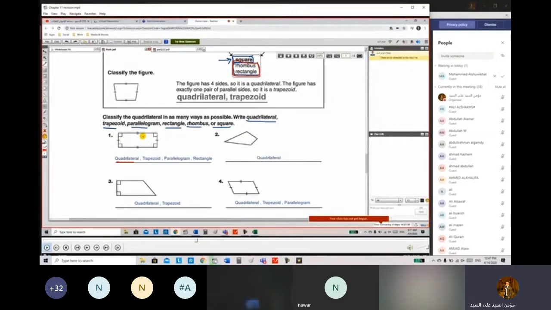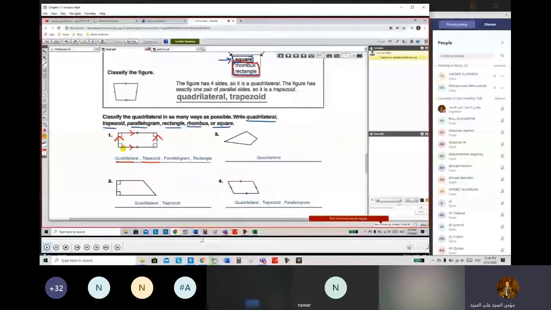And then at least one pair of sides is parallel. So we have this pair of sides parallel, so we can write trapezoid. Then we have parallelogram, right? Because each two opposite sides are parallel. If each two opposite sides are parallel, we can write parallelogram. And then we have four angles that are right angles, so we can write it as rectangle.